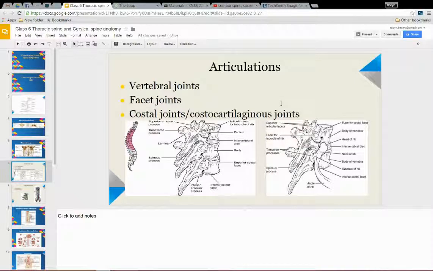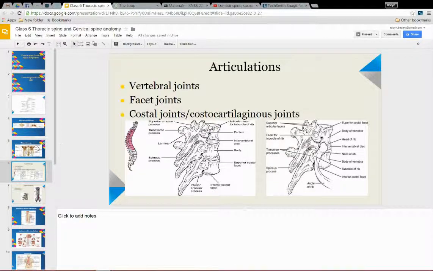And when we move into the articulation, we have the facet joints right in here. But then you're going to have these facets here, and those are for the attachment of the rib. So you can see that you will have a rib attached here, another one attached here. So these are the costal joints.